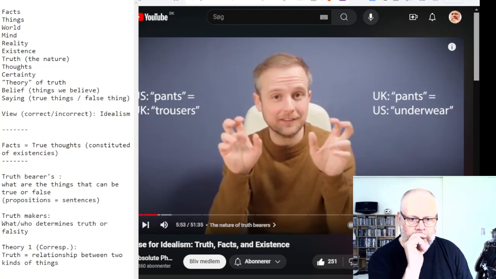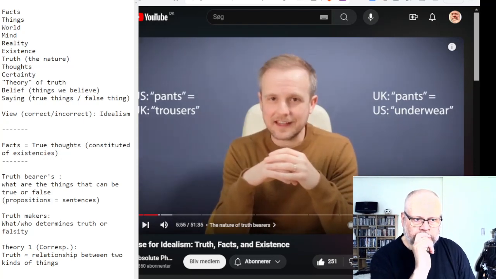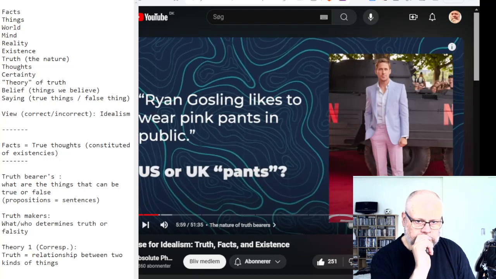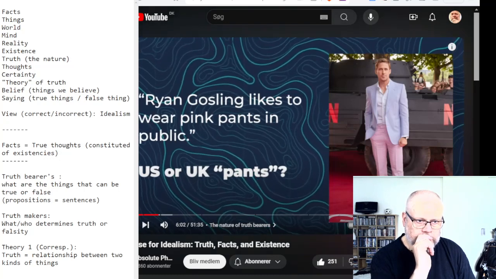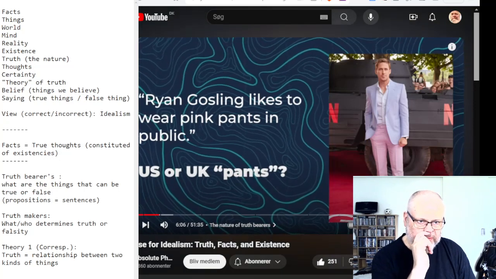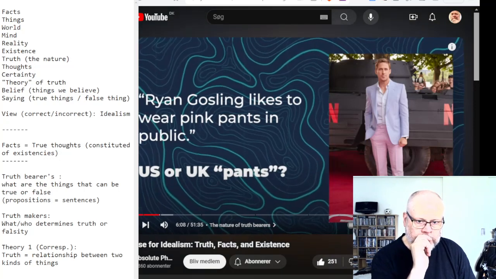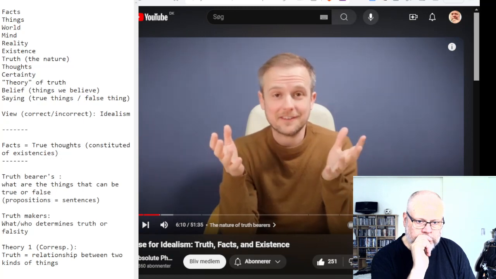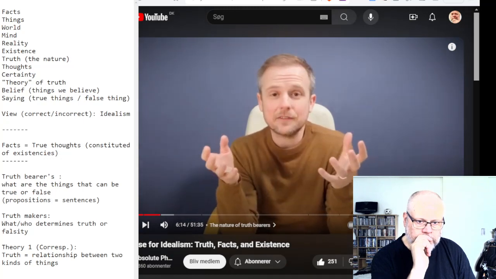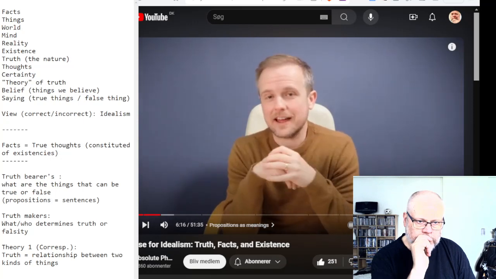US call underwear. But whether the sentence Ryan Gosling likes to wear pink pants in public is true or not will depend not merely on the sentence itself, but on what that sentence means. So if propositions are to be truth bearers, they don't seem to be sentences themselves, but the meanings of our sentences.